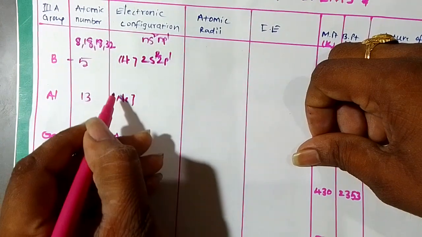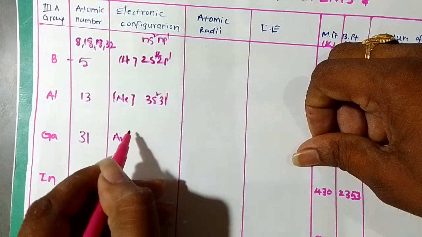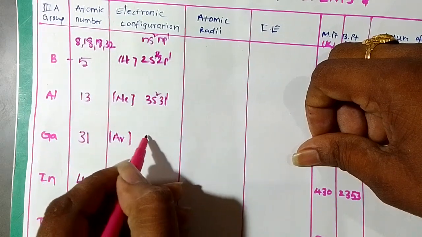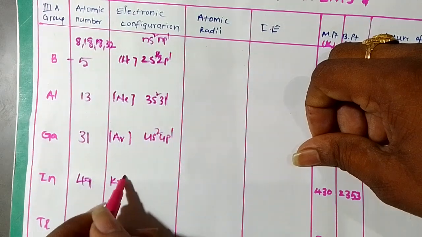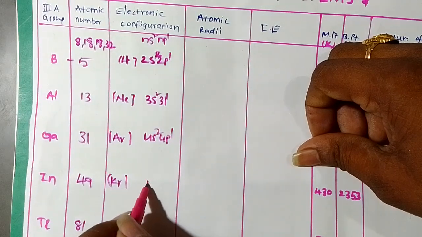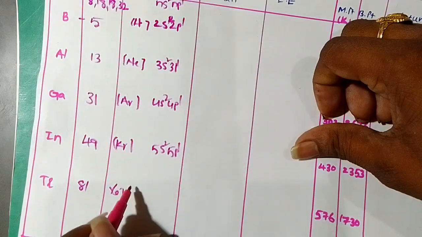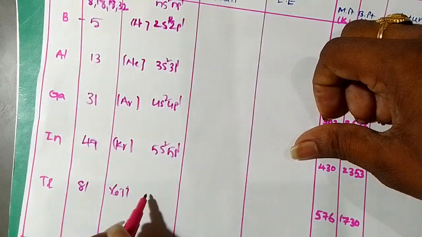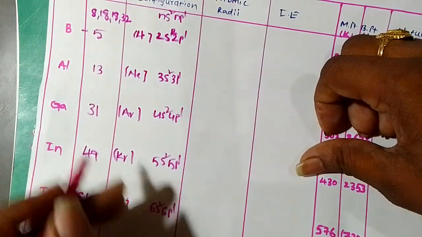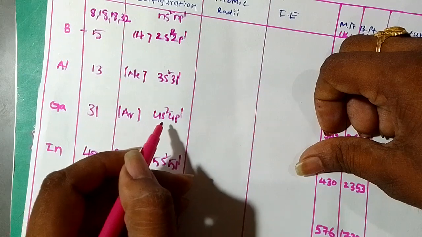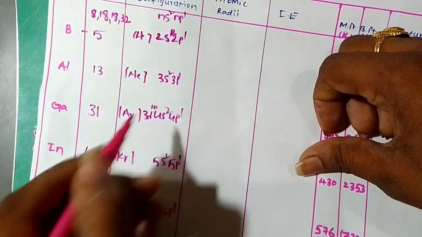Now for aluminum, after neon, 3s2 3p1. Gallium, 4s2 4p1. Indium, 5s2 5p1. In thallium, 6s2 6p1. Now in gallium, before 4s2 4p1, there are 3d electrons present.